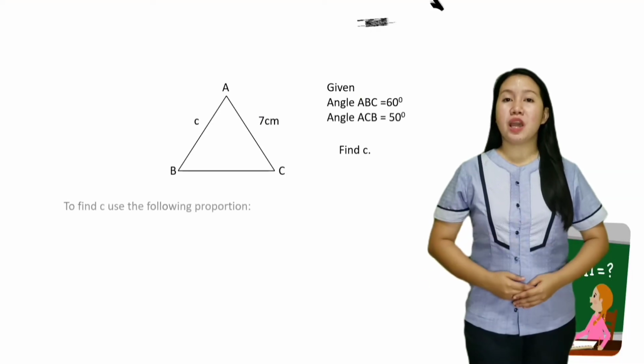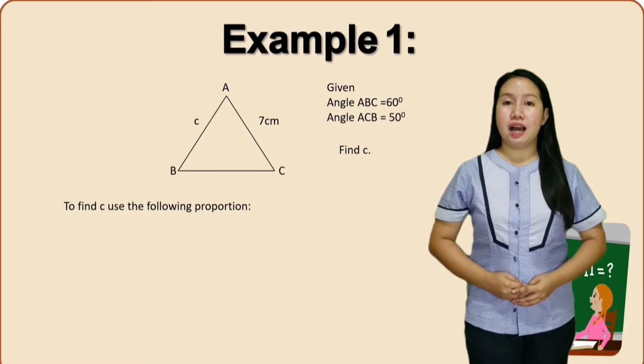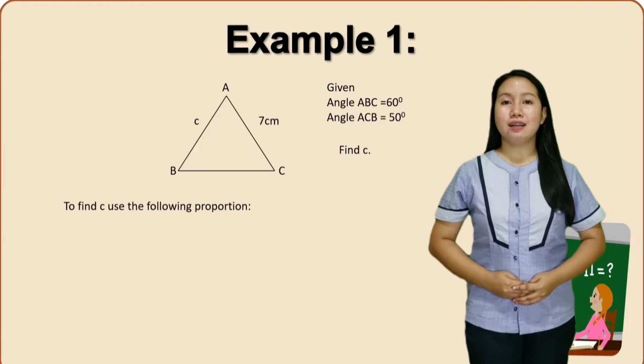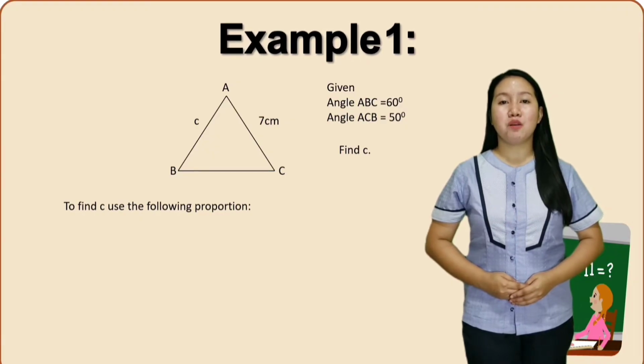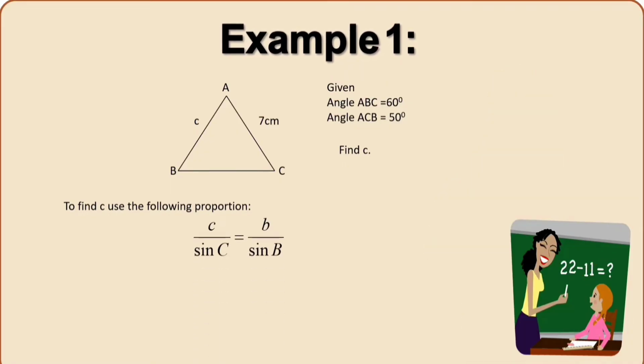Now we have here example number 1. Here's the given: angle ABC is equal to 60 degrees and angle ACB is equal to 50 degrees. Now, find the side c. We have here the solution.